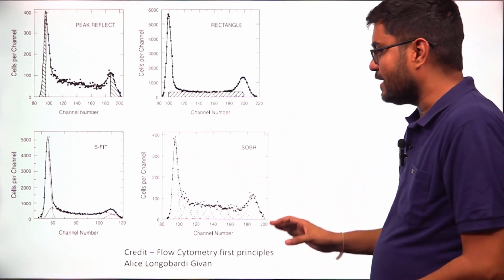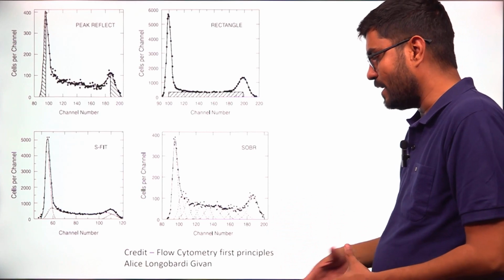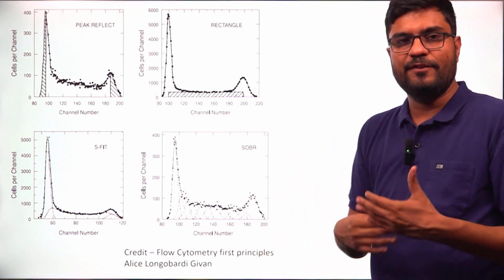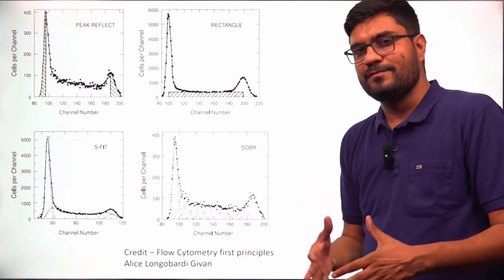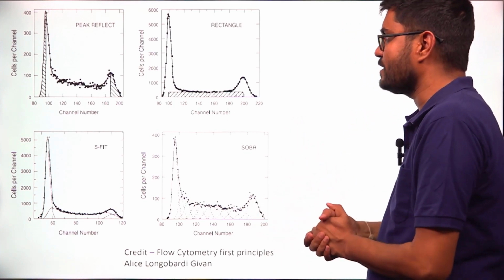These pictures are credited to a very nice book on flow cytometry called Flow Cytometry: First Principles by Alice Longobardi. If you go through this book, you will find different applications of flow cytometry explained in an easier manner using less maths, right? So they are logical and easy to understand.